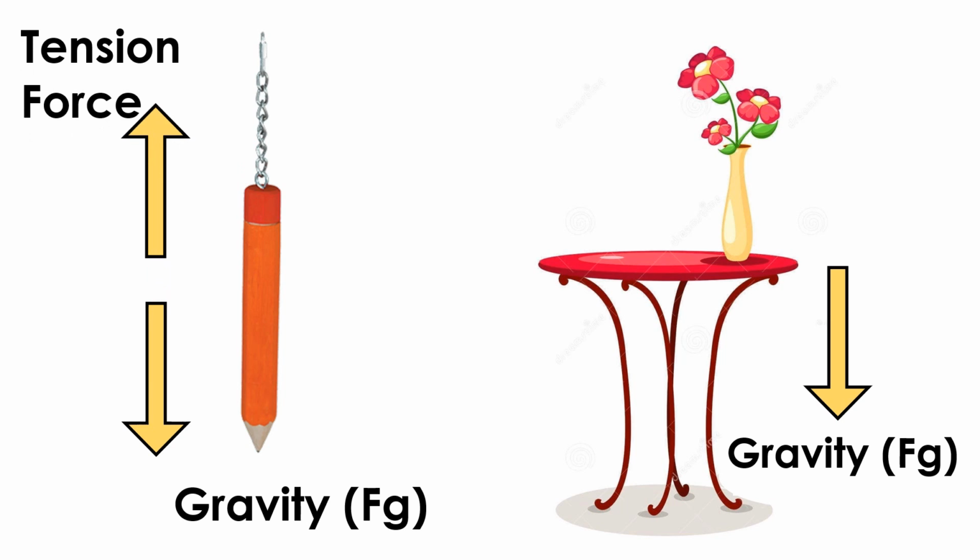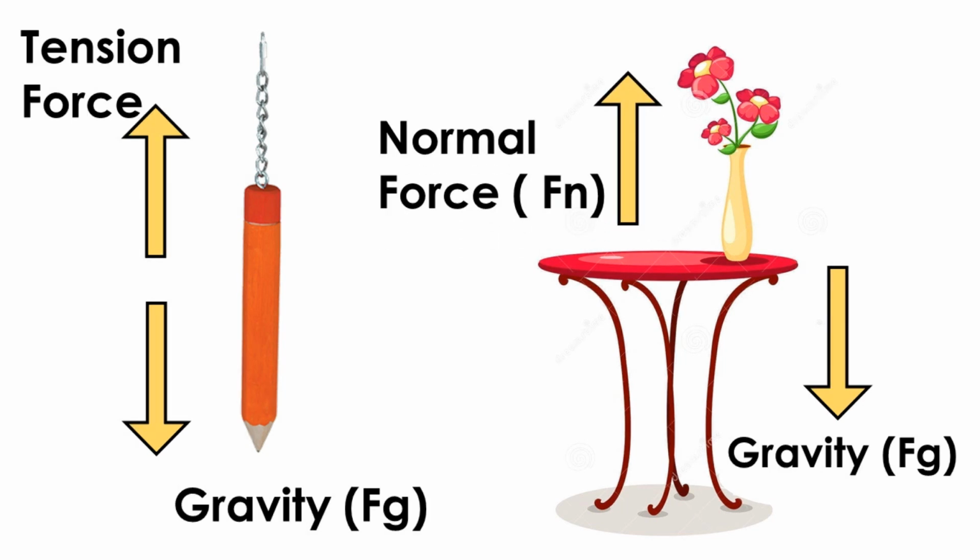Tension force is the force which is transmitted through a string, rope, or wire when it is pulled tight by forces acting at each end. The vase, on the other hand, stays at rest because of the upward push exerted on it by the table, which is referred to as normal force. Both tension force and normal force counteract the pull of gravity that acts on the objects, which makes them stay at rest.